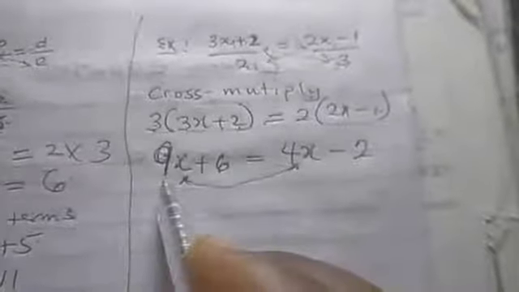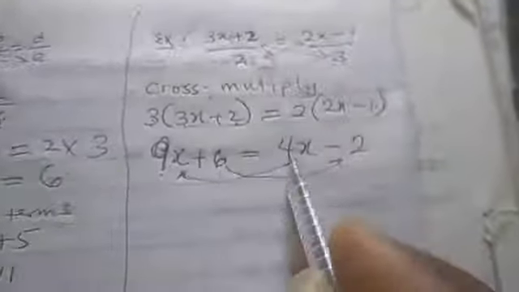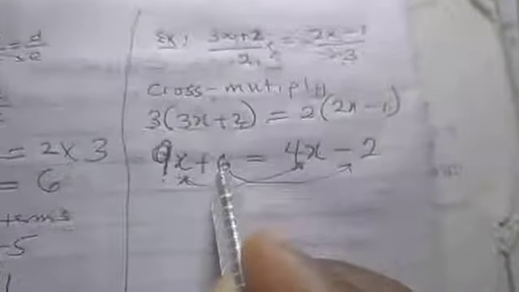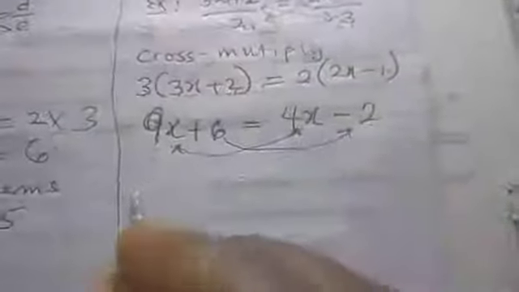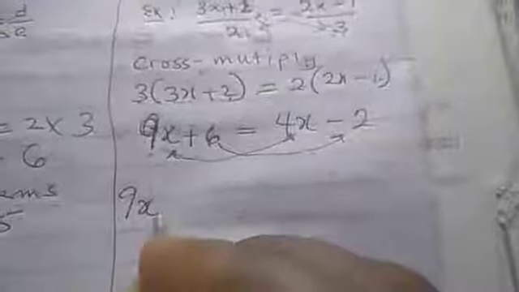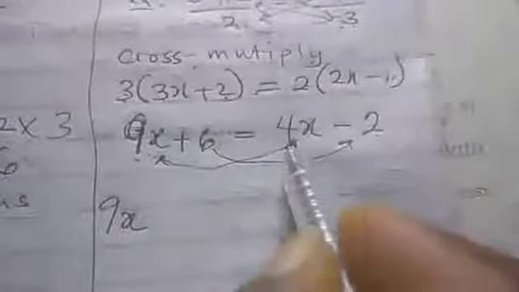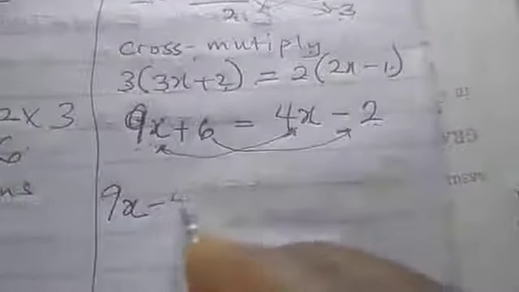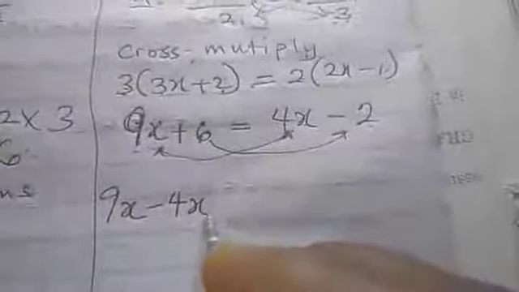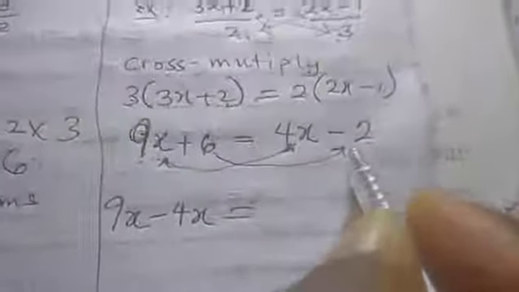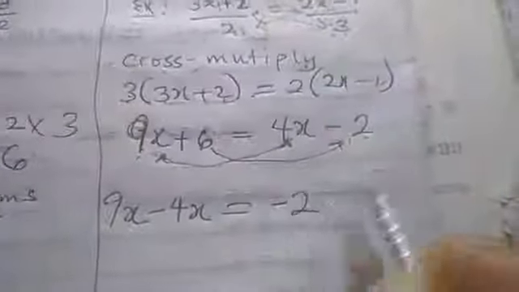This will come and meet this. These are the like terms. These two are the like terms. That is, this will come to this place. This plus 6 will come to this place. Now this 9s is not going anywhere. 4s is coming to it, so that it becomes minus 4s. This minus 2 is still there, it doesn't change.